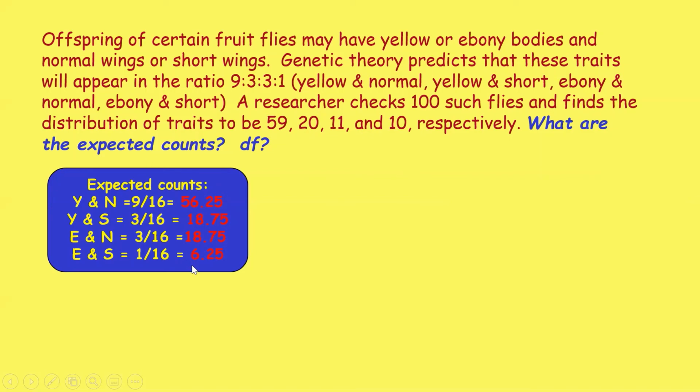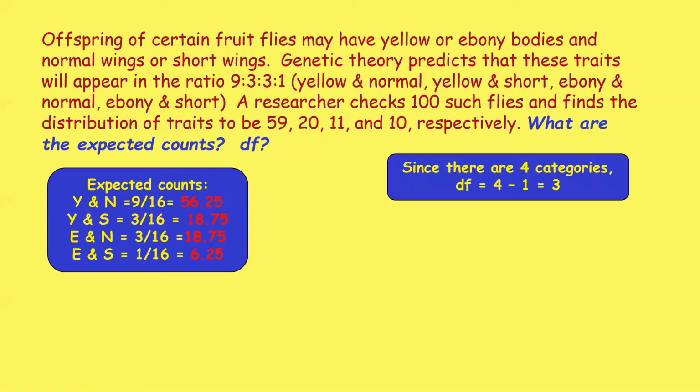They are all at least 5, which is great, so we can do a chi-square goodness of fit. So degrees of freedom, how many categories do we have? We have 4 categories. And so 4 minus 1 would be 3 degrees of freedom.